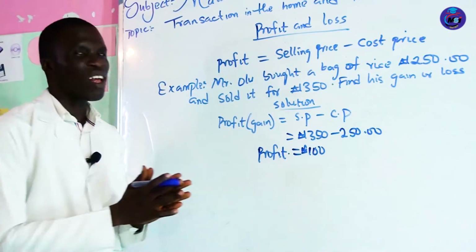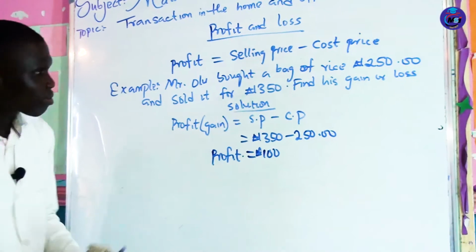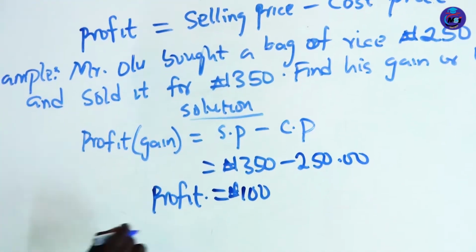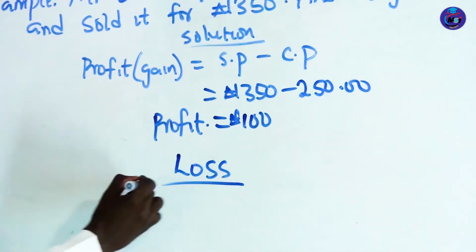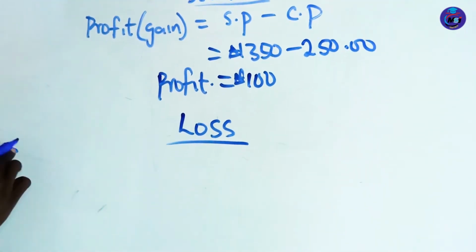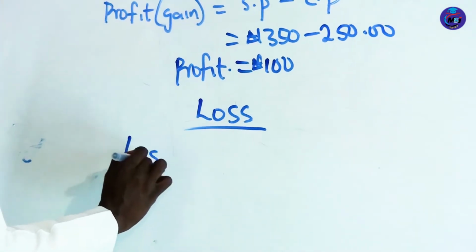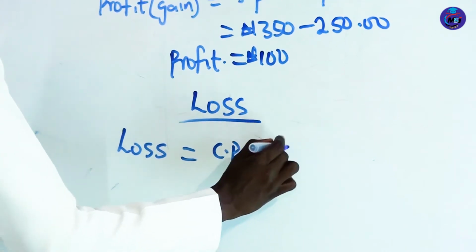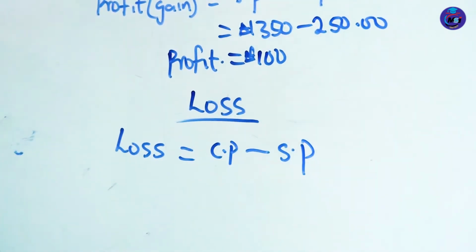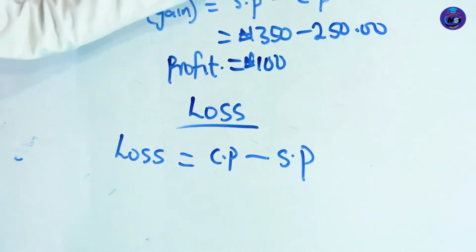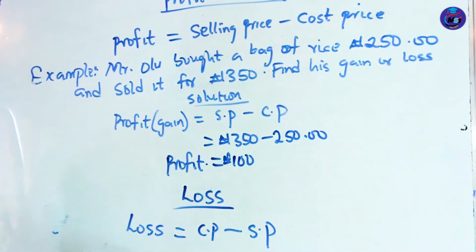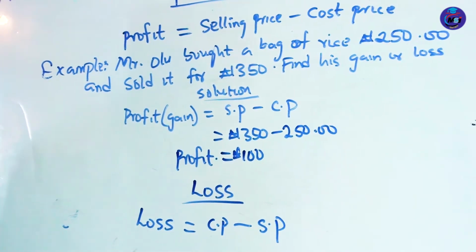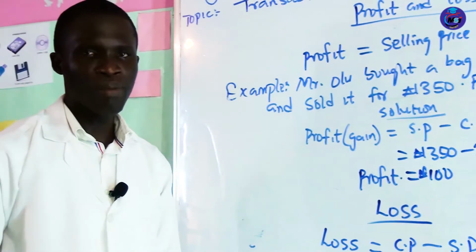Now let's look at loss. Loss equals cost price minus selling price. Compare these together. Profit is selling price minus cost price, while loss is what? Cost price minus selling price. Let's look at this example.